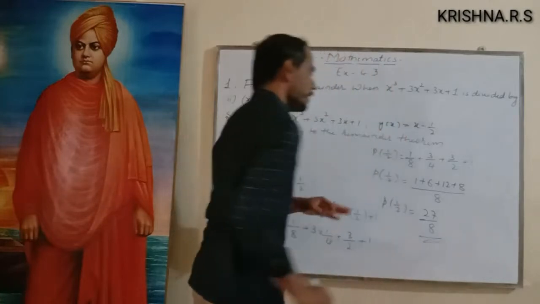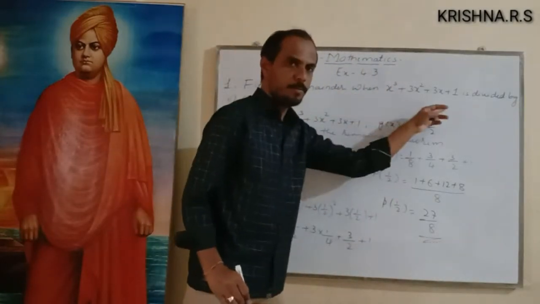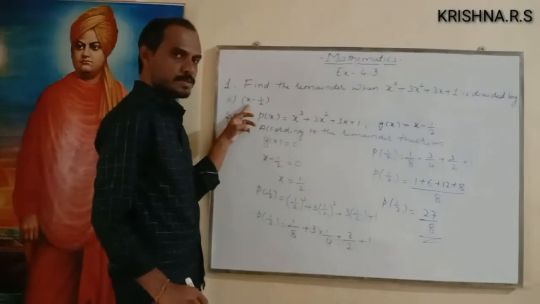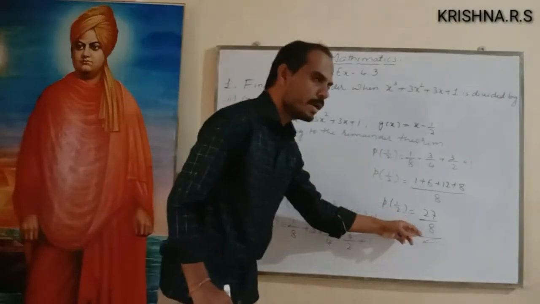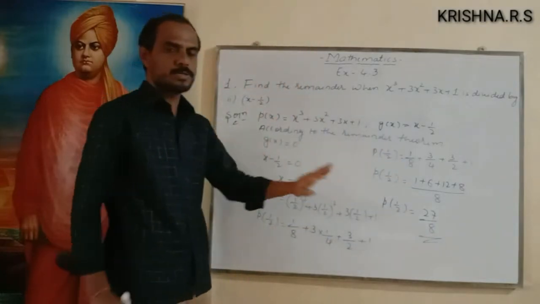This is P of 1 by 2. If you divide this polynomial by x minus 1 by 2, the remainder will definitely be 27 by 8. I hope you understood this one.